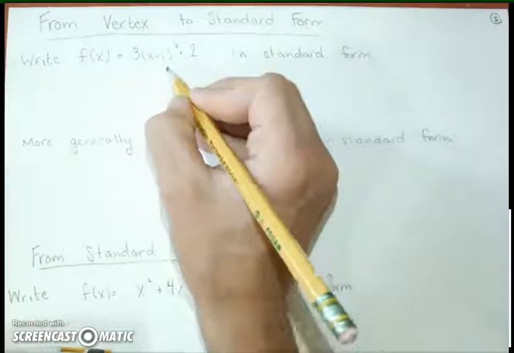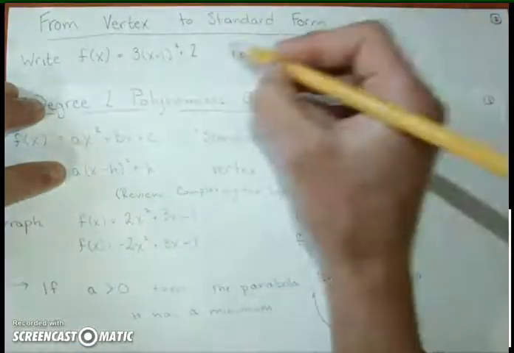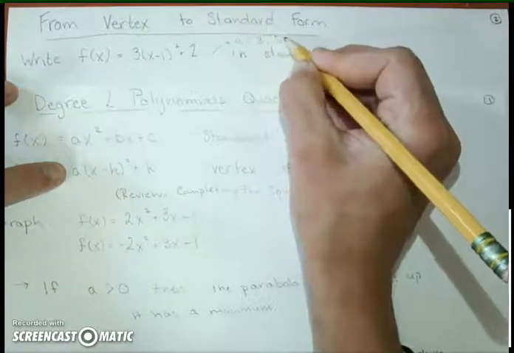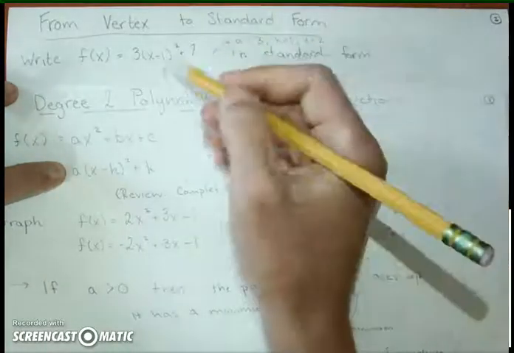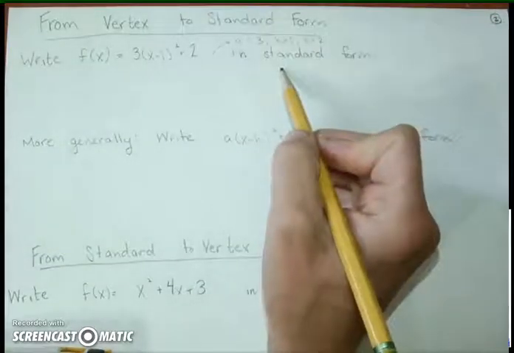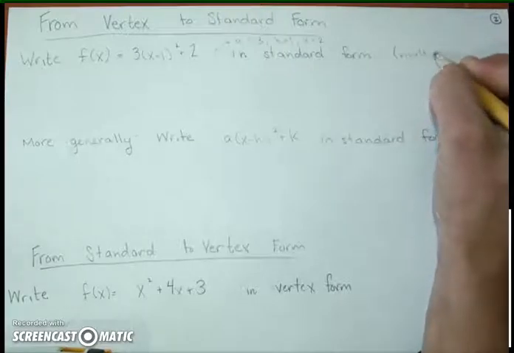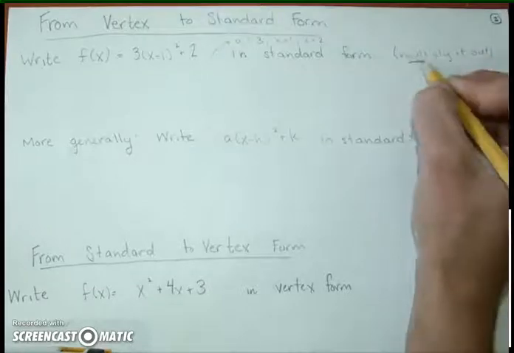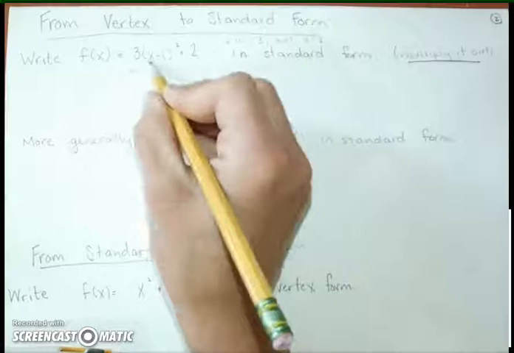So in this case, comparing, we have a equals 3, h equals 1, and k equals 2 in our comparison. So let's put it into standard form. The way that we do this is just multiply it out. So that's the strategy. So the first thing that I'll do is I'll deal with this term.